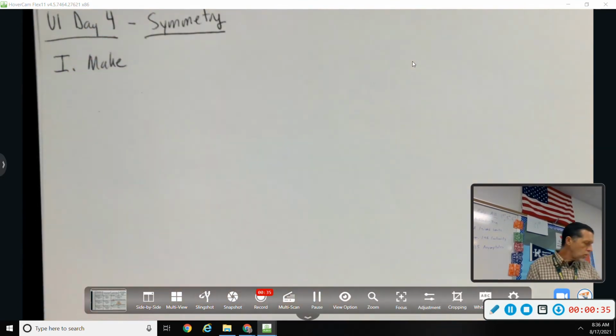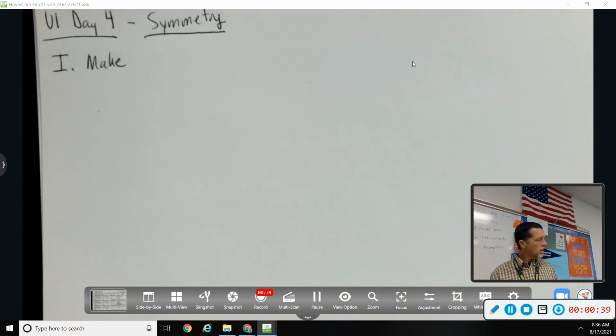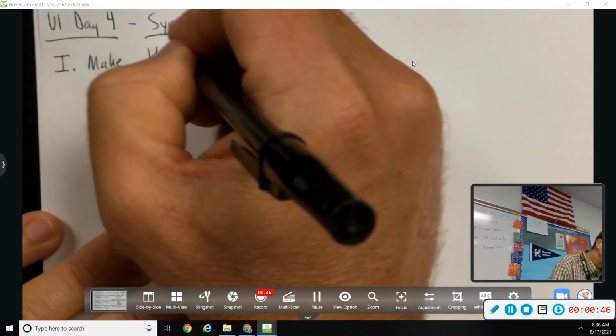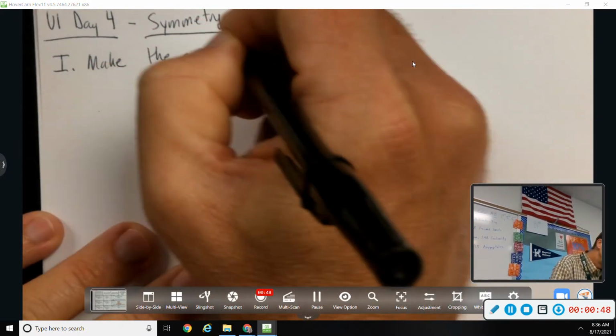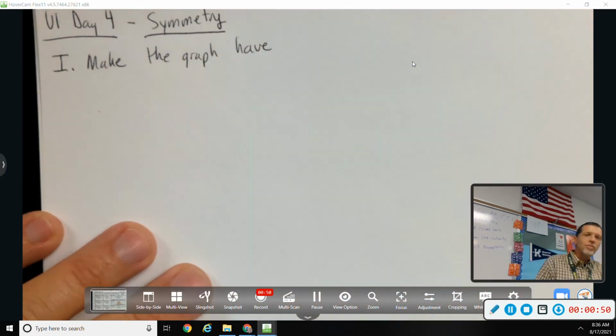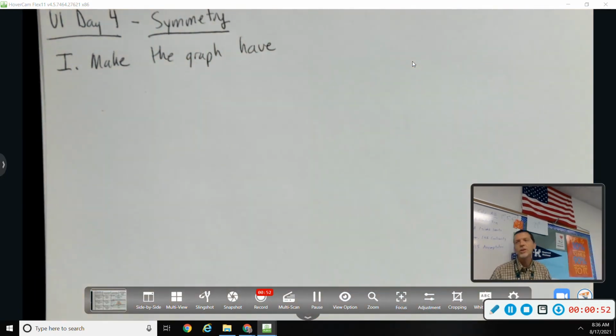All right, so 3 Roman numerals today. 1 and 2 are kind of long. 3 is definitely short. And we're going to jump in assuming you can recognize types of symmetry. So, like, recognize what types of symmetry a graph has.